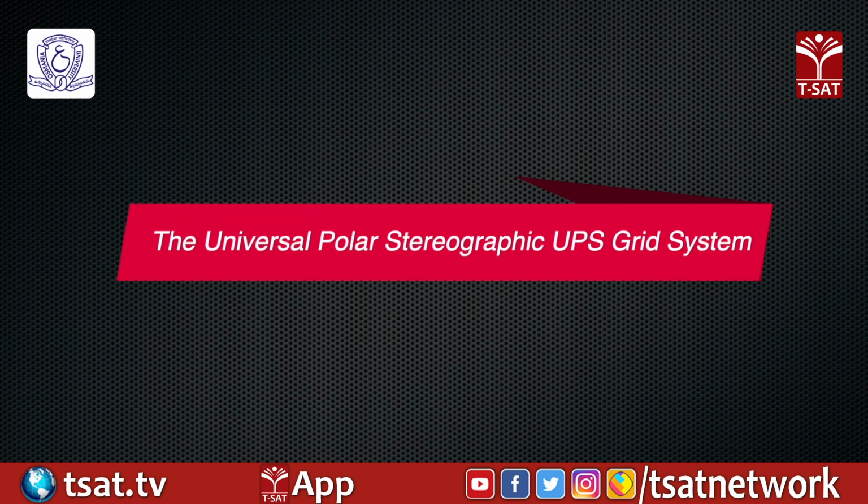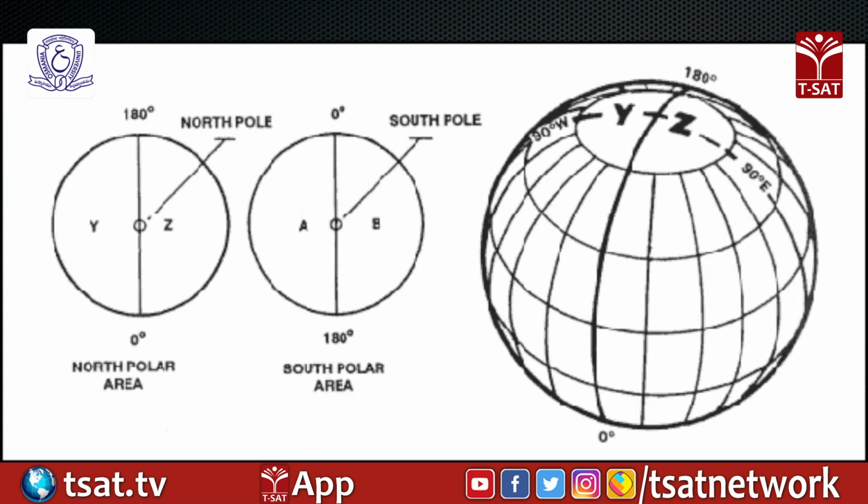The Universal Polar Stereographic (UPS) grid system. The UPS grid system covers the polar areas. The stereographic projection is centered on the pole and is used for dividing the polar areas into a series of 1 lakh meter squares, similar to the UTM grid system.